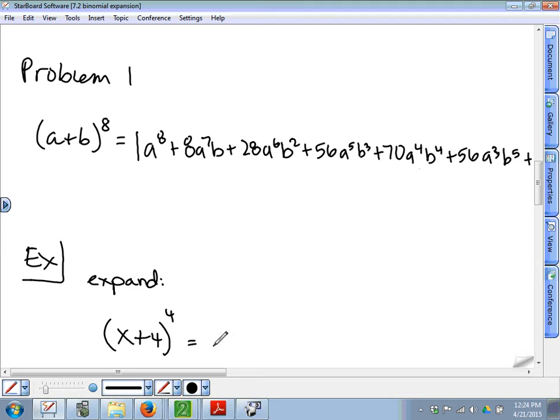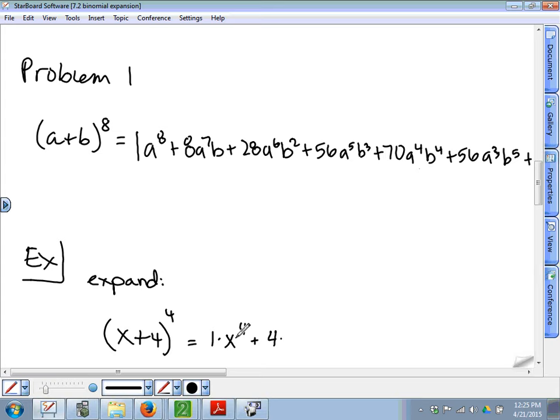Okay, now it's plus 1. The first number in row 4 is a 1, obviously. But instead of an A here, there's an X. But it still follows the same pattern, so it's going to be 1 times X to the 4th. Now we move over. What's the next number in row 4? One goes row 0, and then 1, 2, 3, 4, so it's a 4. So it goes plus 4.